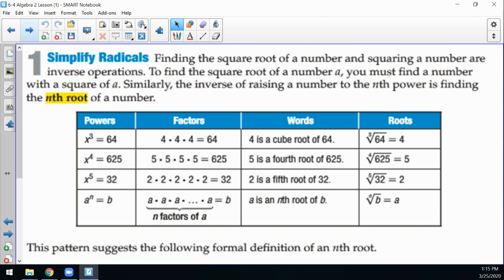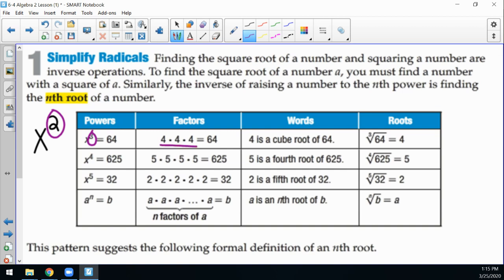So sometimes we think about square roots, right? X to the second, and so its root would be the second root. And if we do x to the third, its power is 3. So an example of a number would be 4 times 4 times 4, and we can use this to figure out what that root is. Okay, we call those cube roots right here.